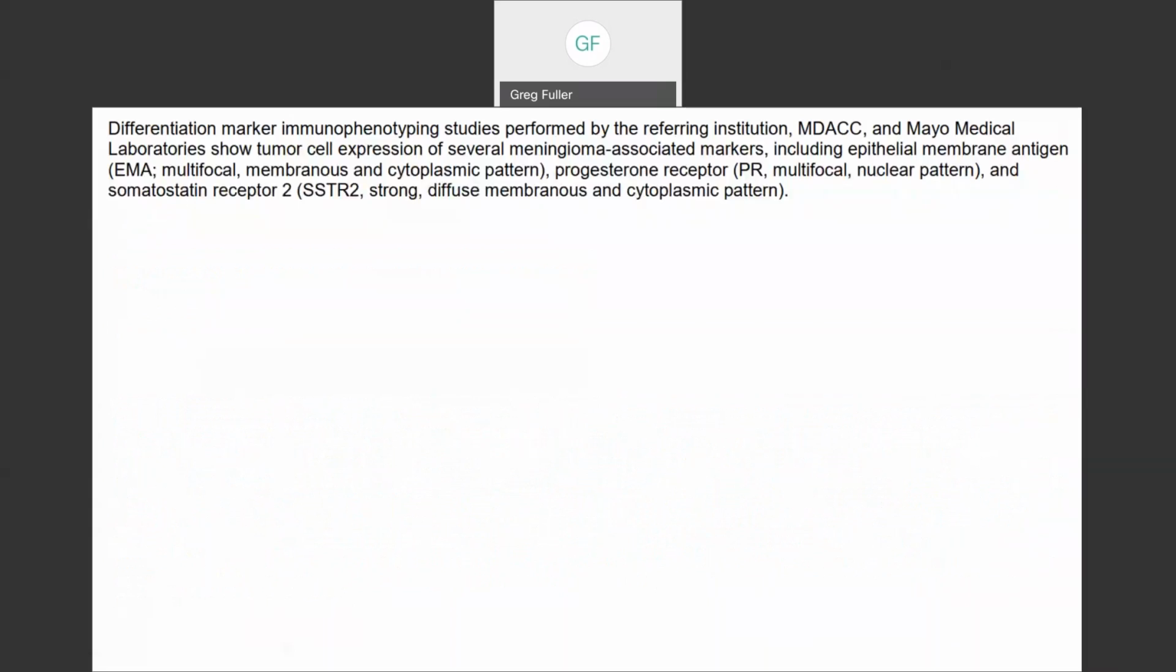Differentiating marker immunophenotyping studies performed by the reporting institution and MD Anderson and Mayo Medical Lab show tumor cell expression of several meningioma-associated markers, including EMA, which is a multifocal membranous and cytoplasmic pattern, PR, multifocal nuclear pattern, and somatostatin receptor 2, SSTR2, strong, diffuse membranous and cytoplasmic pattern.